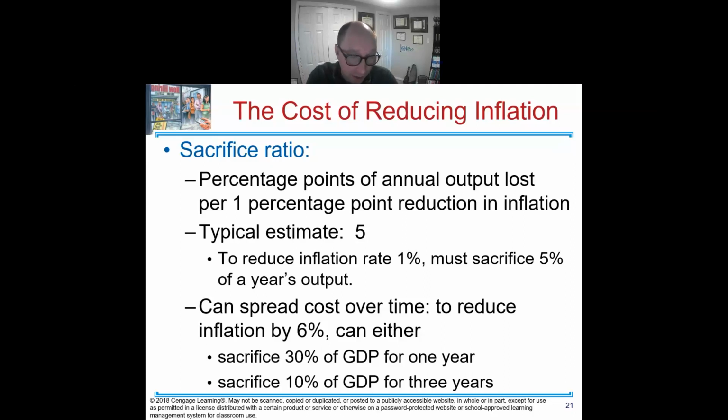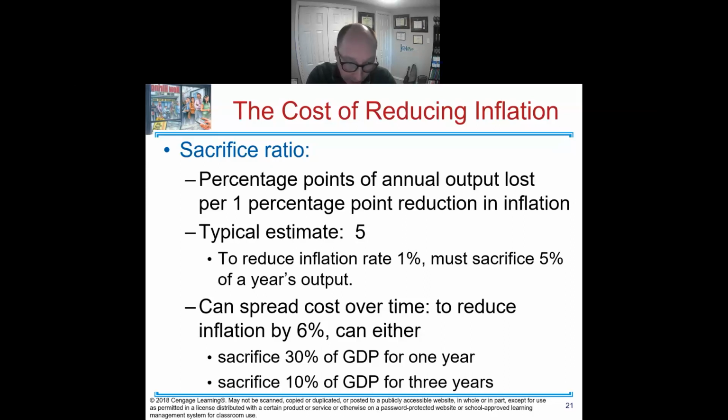So the Federal Reserve tries to adjust. And with this adjustment, it ultimately costs something. There must be a sacrifice. And this creates what we call a sacrifice ratio. For every reduction in inflation, there is a sacrifice. And that sacrifice is economic output, the gross domestic product per year. To reduce inflation by 1%, gross domestic product must be sacrificed by 5%.